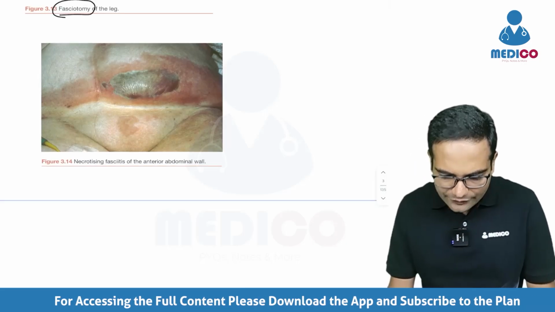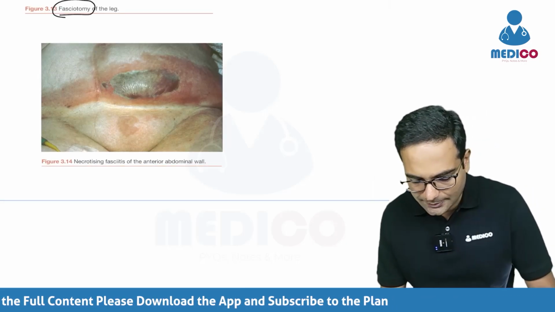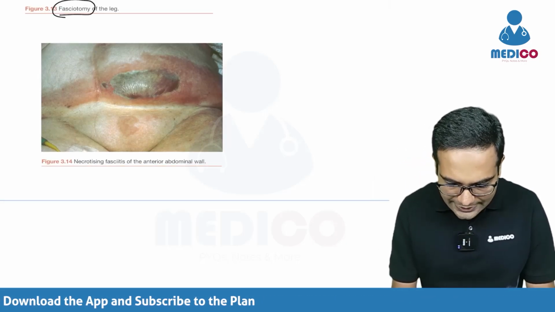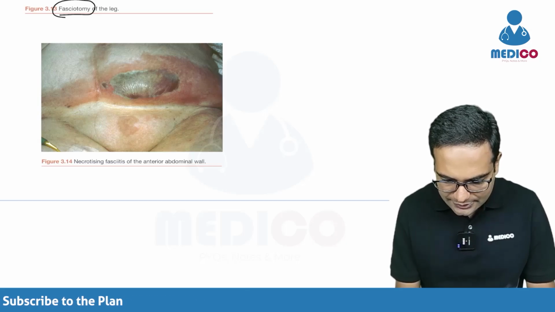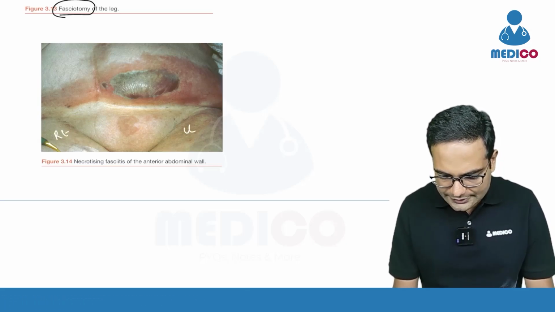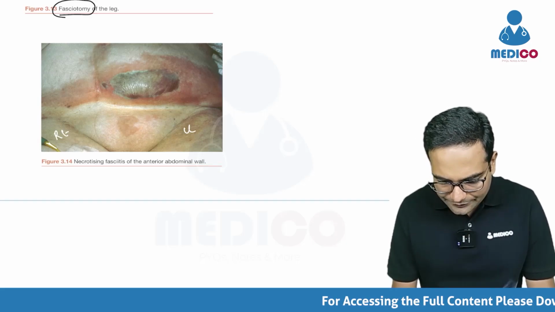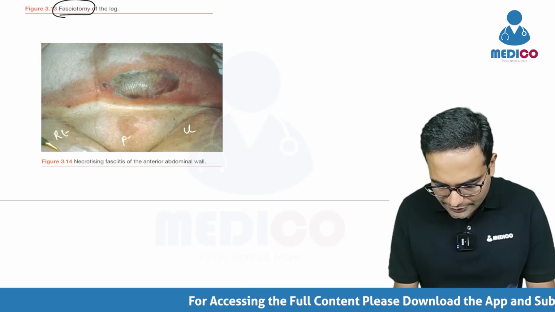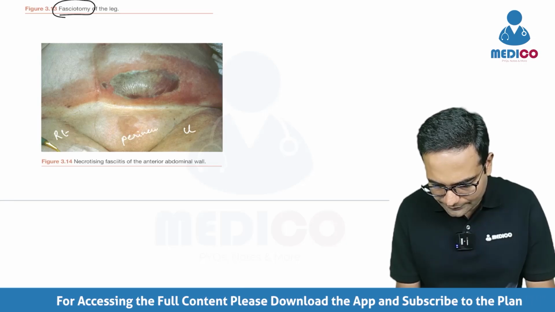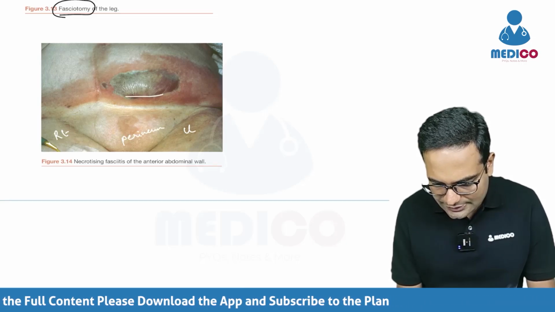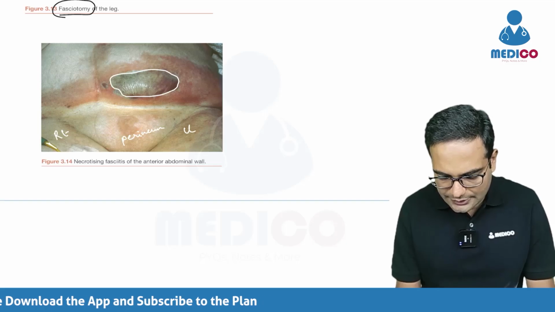Okay, so this is an image of necrotizing fasciitis of the anterior abdominal wall. You can see a Foley's catheter over here. This is the right lower limb. This is the left lower limb. I don't know whether it is a male or a female, but this is the perineum area. And this that you can see over here is the necrotic patch.